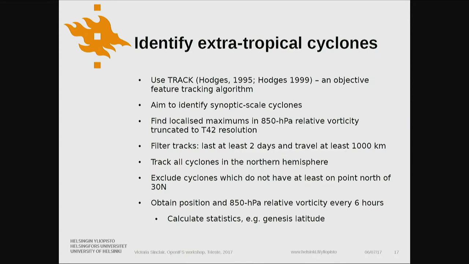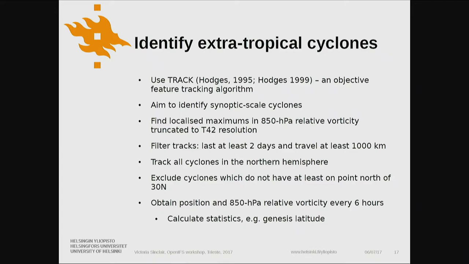As I said, I track my extratropical cyclones using an objective measure. This is Kevin Hodges' algorithm, originally named TRACK. It basically aims to identify synoptic scale cyclones. I'm not interested in polar lows or mesoscale cyclones. I'm interested in the very large scale features. So this algorithm essentially looks for localized maximums in the 850 hectopascal relative vorticity field. It's truncated to a coarse resolution because vorticity is a noisy field. We then do some filtering on the tracks.